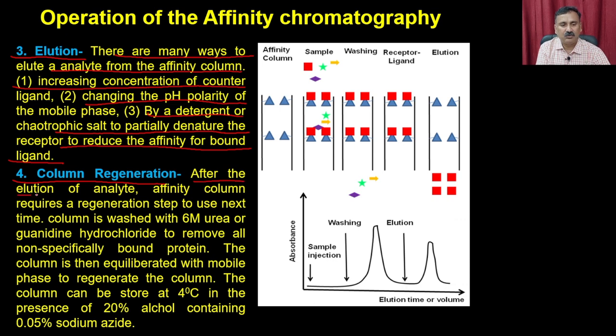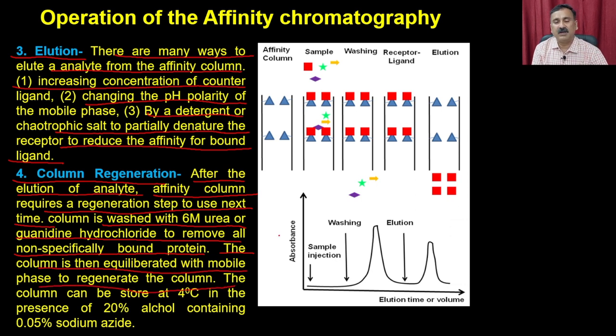So after the elution of an analyte, affinity chromatography requires a regeneration step to use the column a second time. The column is washed with 6 molar urea or guanidinium hydrochloride to remove all the non-specifically bound proteins. The column is then equilibrated with a mobile phase to regenerate it. The column can be stored at 4 degrees in the presence of 20% alcohol.